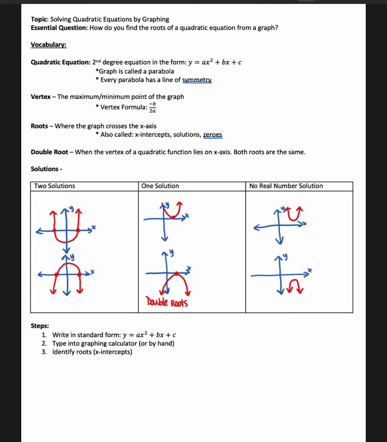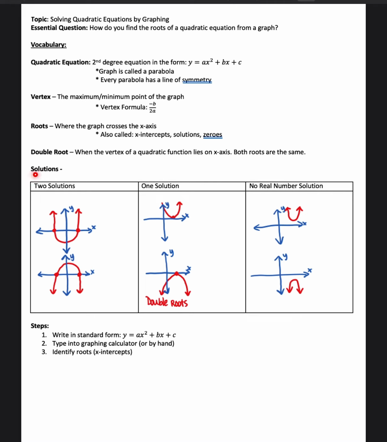So sometimes it might be that we have a double root. A double root is where the vertex of a quadratic function lies on the x-axis. So it kind of just touches the x-axis and goes back down or goes back up.